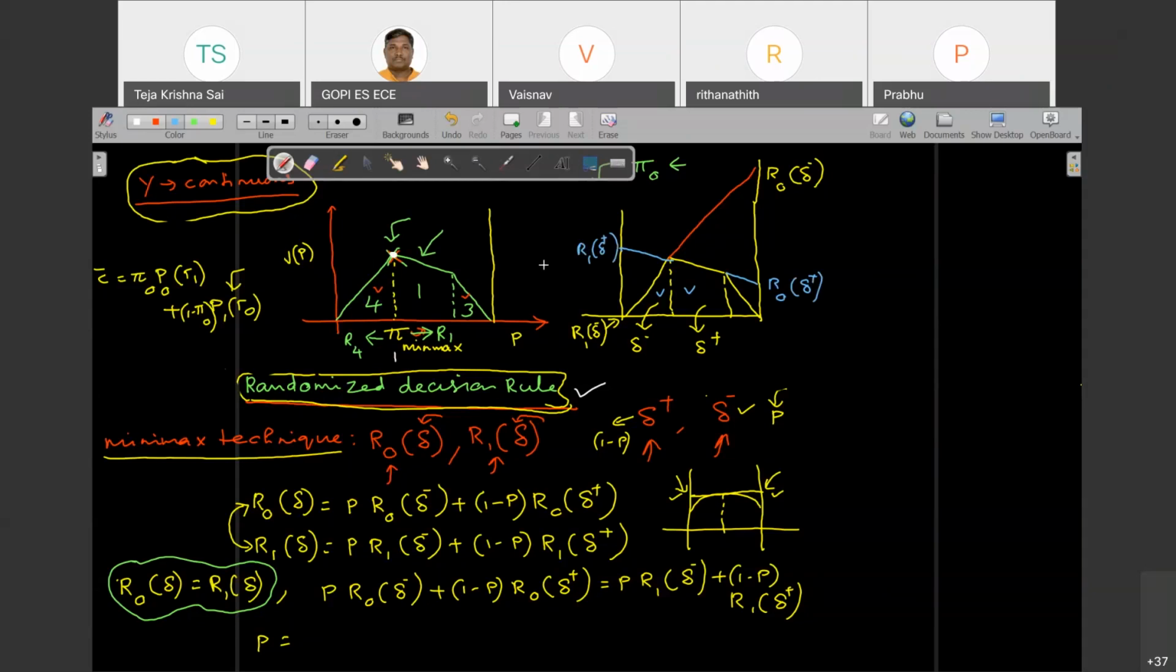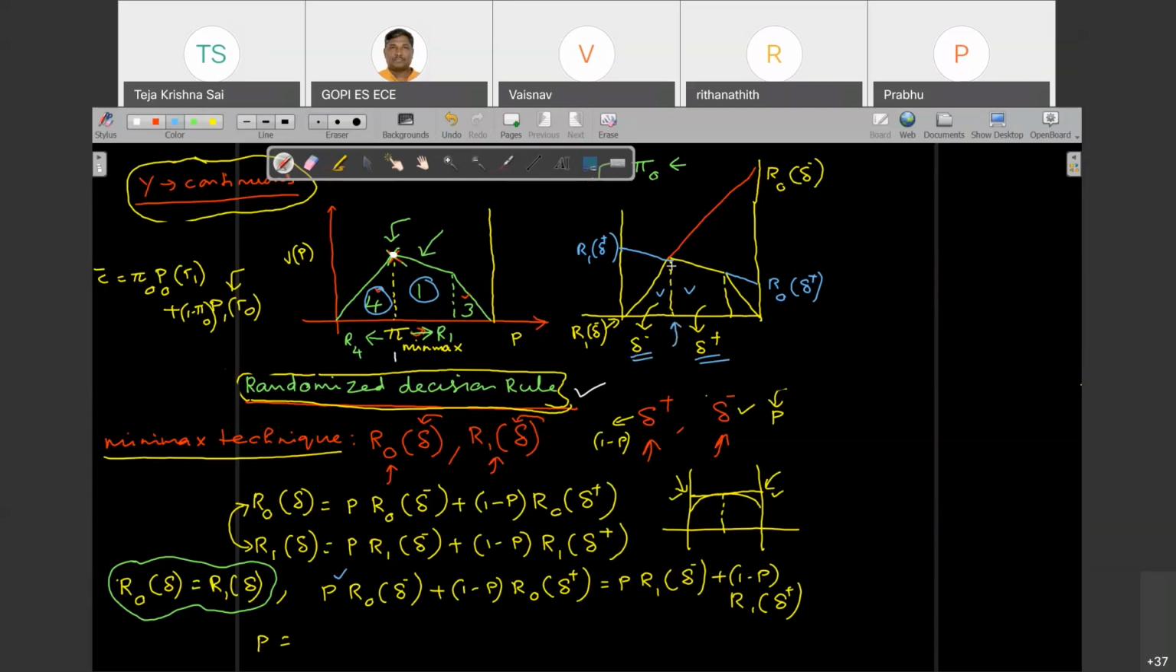Because we have two different slopes available, depending upon that slope we have to fix this probability P. That is what is happening. So we have two rules, delta minus and delta plus. In fact, for this case, delta minus is rule 4, delta plus is rule 1. It is more general, so I am writing delta minus and delta plus.